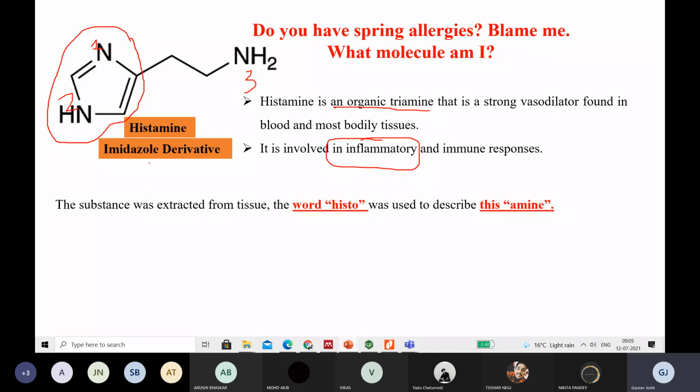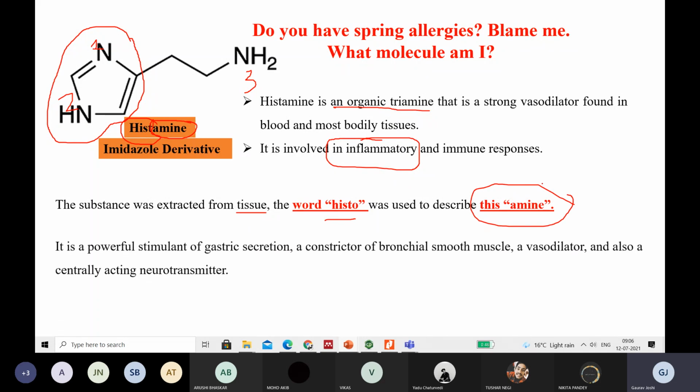Now if you look at the word histamine, there are two parts: hist and amine, right? Amine we already know, it's an organic compound with the NH2. But what does hist mean? Hist means tissue. For example, we are going for histology, right? Histology is the study of tissue. So basically the word histamine is derived from two words, the tissue, histo, and the organic amine, right? So the word histamine comes into the picture.